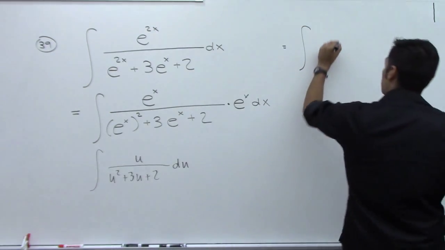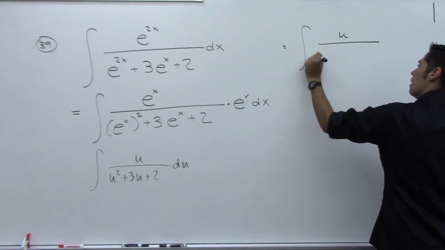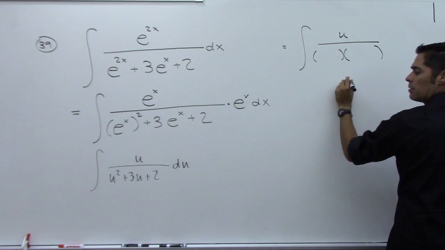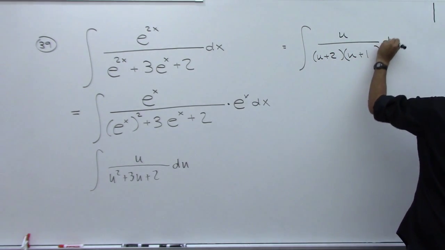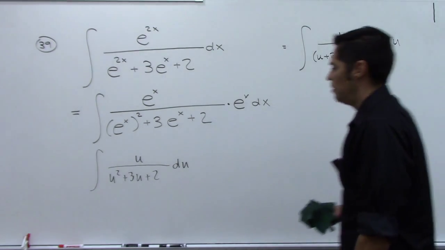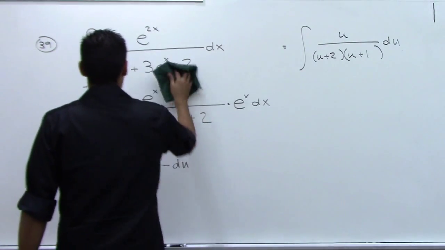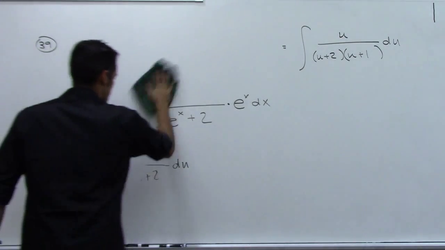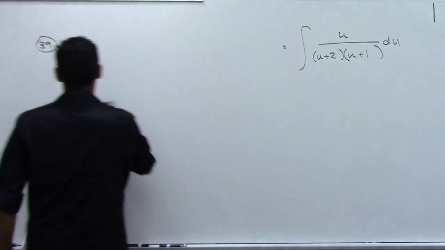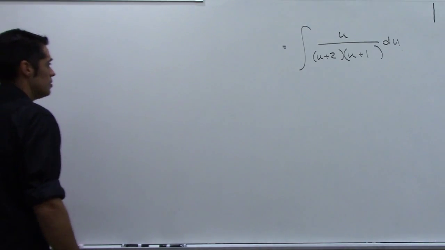Okay, so I'm going to rewrite this as u over, and then my factors here, u plus 2, u plus 1, du. And so I have two distinct linear factors. So I get to do my partial fraction game now. And this one should be a shortcut method because I only have two linear expressions. So it should be pretty clean.